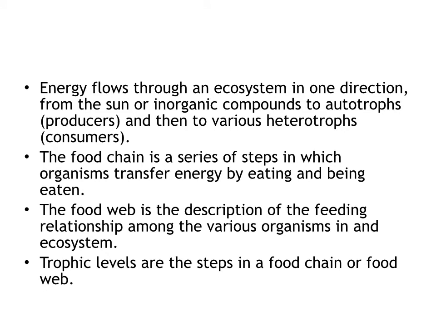Energy is going to flow through the ecosystem in one direction, from the sun to inorganic compounds to autotrophs, and then to various heterotrophs or consumers. The food chain is a series of steps in which organisms transfer energy by eating and being eaten, and the food web is a description of the feeding relationship among various organisms in an ecosystem. Trophic levels are the steps in the food chain or food web.